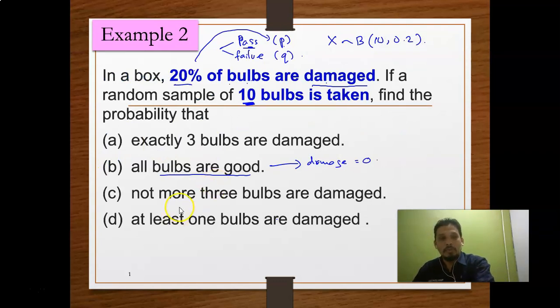Next, not more than 3 bulbs are damaged. So, how do you define this? Not more than 3 is x less than or equal to 3, not x exactly equal to 3. So 3 is the limit. So either x equal to 0, x equal to 1, x equal to 2, or x equal to 3.